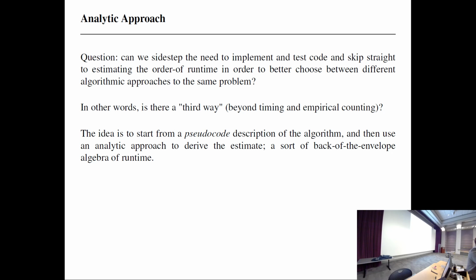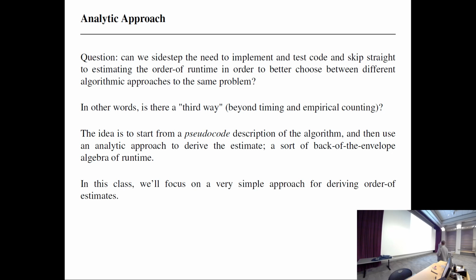But the idea is it's an English description of how the code might work. When I showed you the sorting algorithm with the cards, you might write down an English description: start with the first card, scan the rest of the list. It's that kind of description. Call that pseudocode. And then we're going to derive this estimate with this little back of the envelope kind of reasoning. So we're going to do a very simple approach to this.